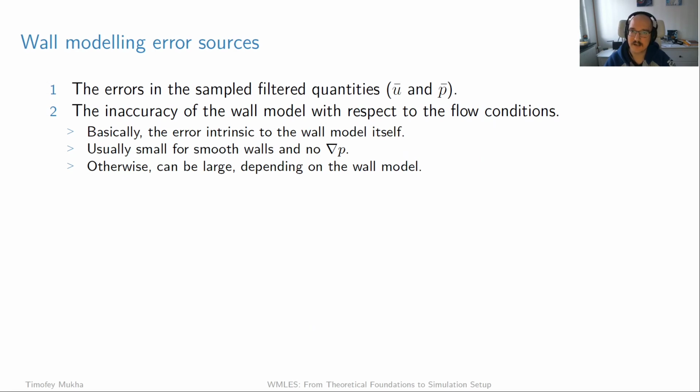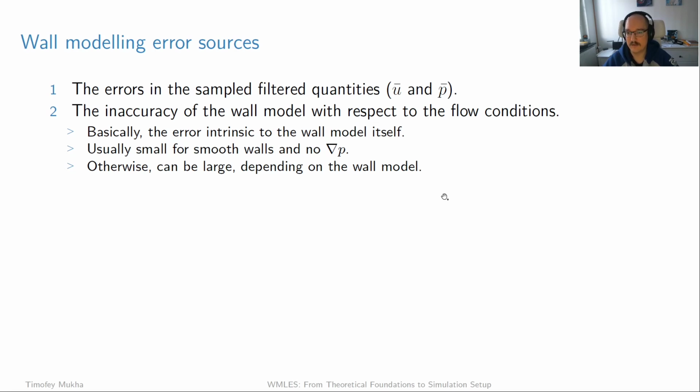And the second error is exactly the inaccuracy of the wall model itself with respect to the flow conditions. So that can also be off, right? And basically this is what we've been discussing in most of the videos: how do we make a wall model that can account for different types of flow situations, such as strong pressure gradients, roughness, you name it, all the different things you can encounter. And this is an error which is completely intrinsic to the wall modeling itself. It has nothing to do with the outside LES, in contrast to error one.